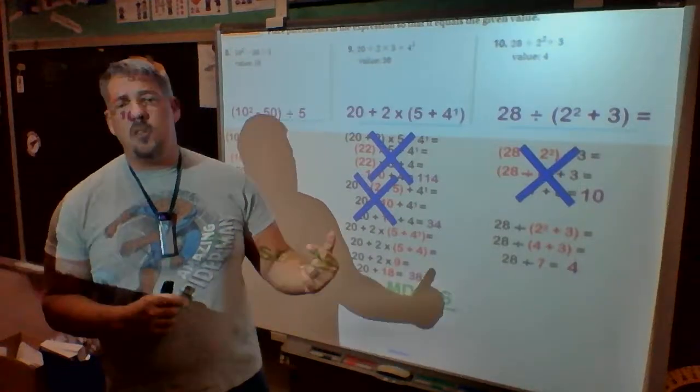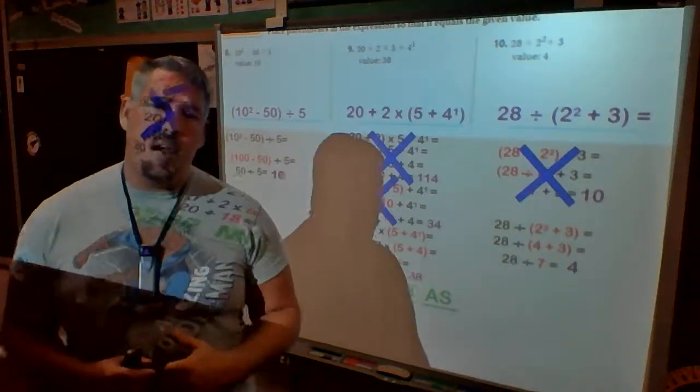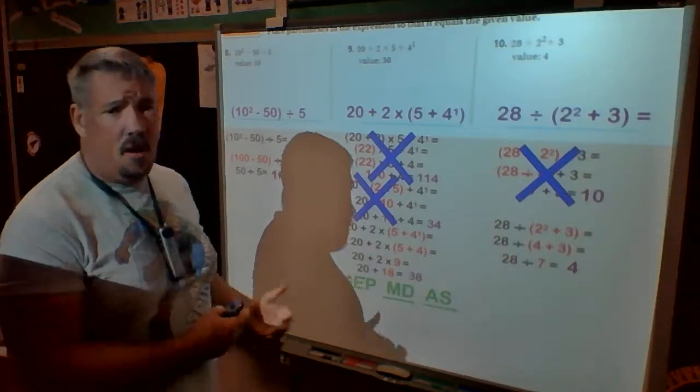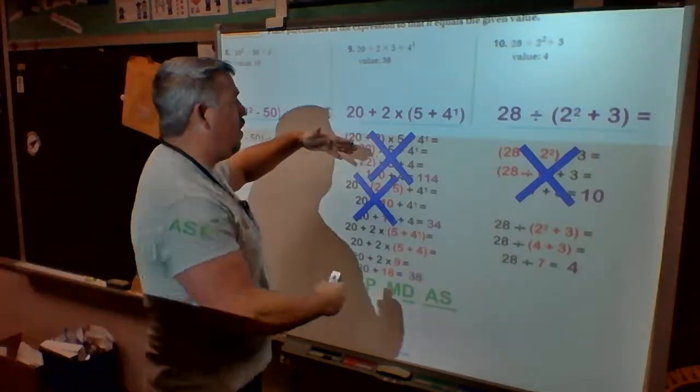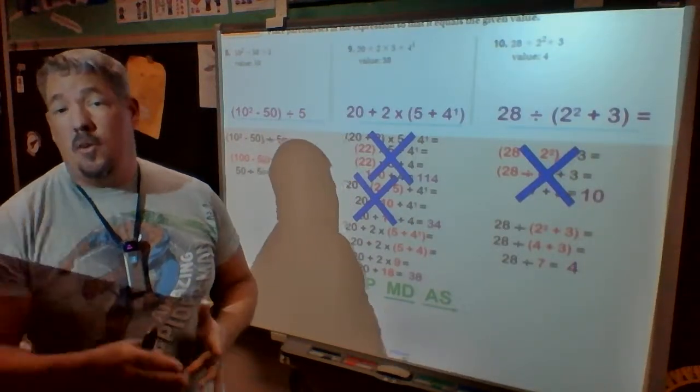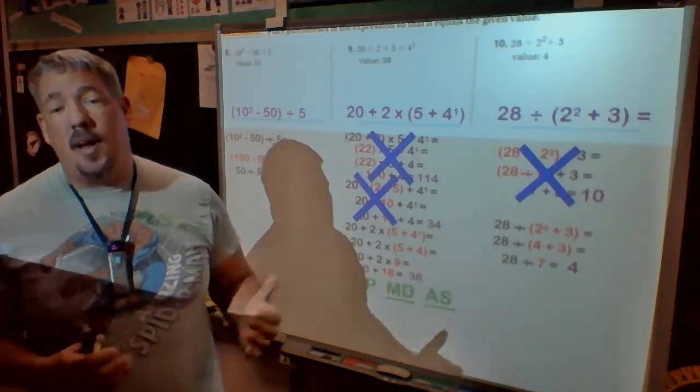So now, let's talk about real quick what happens if you find out that the parentheses doesn't belong in any of those locations. It doesn't belong around the first two, it doesn't belong around the middle two, it doesn't belong around the last two. Then mathematically you've done something wrong. You've made a mistake somewhere.